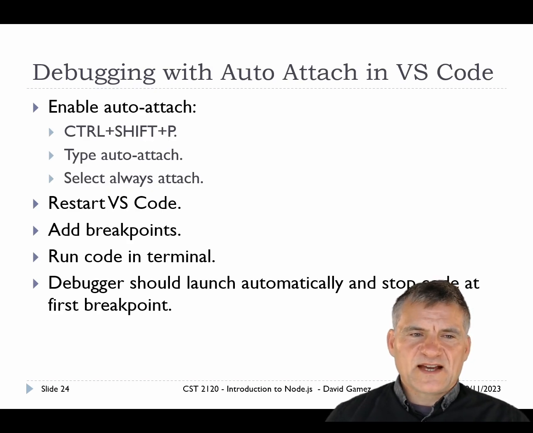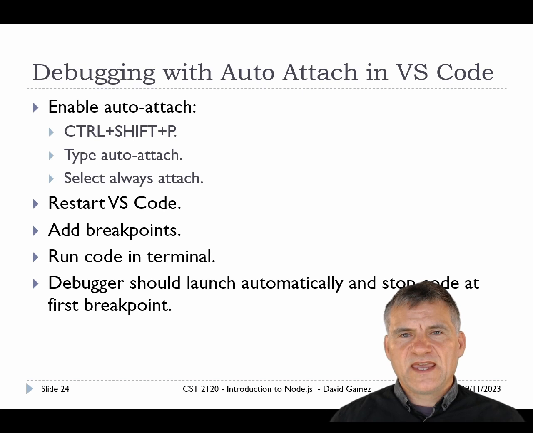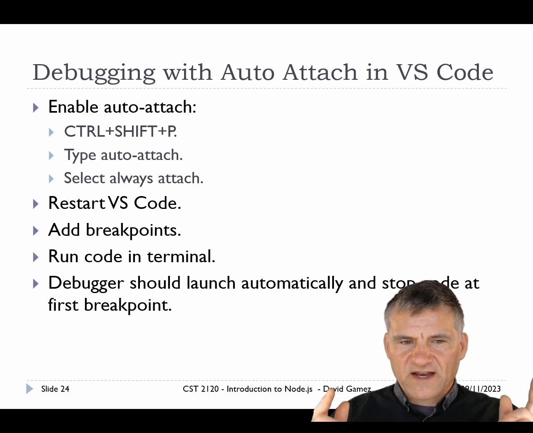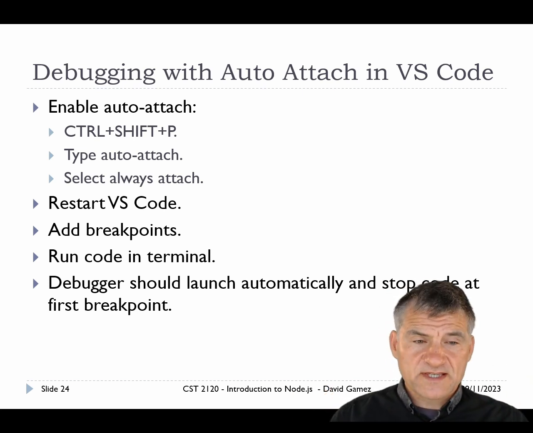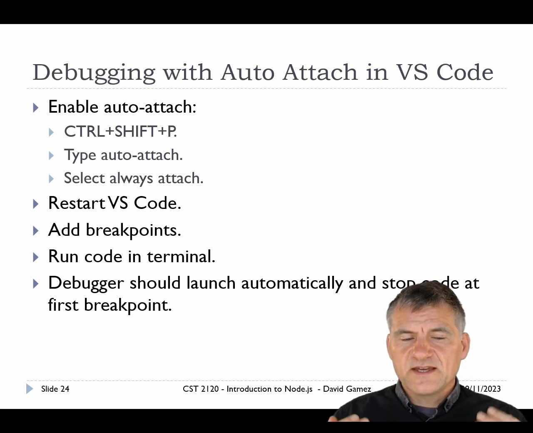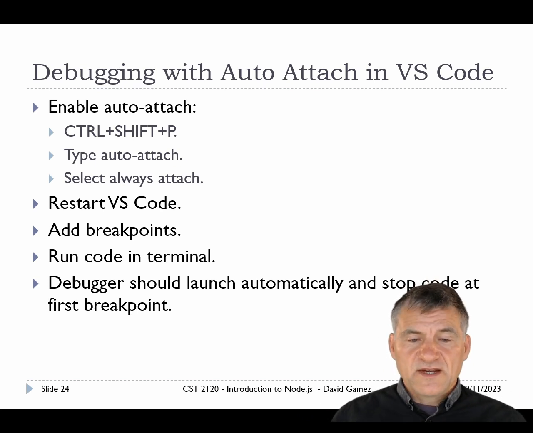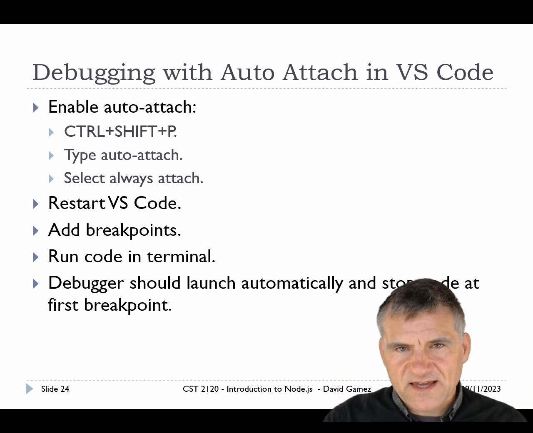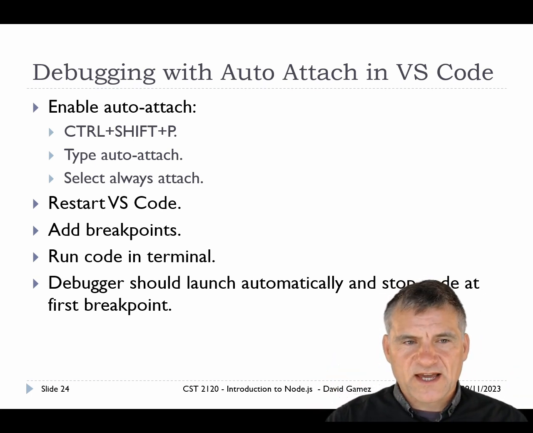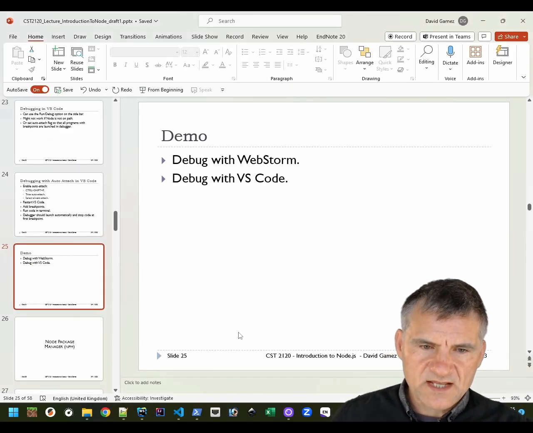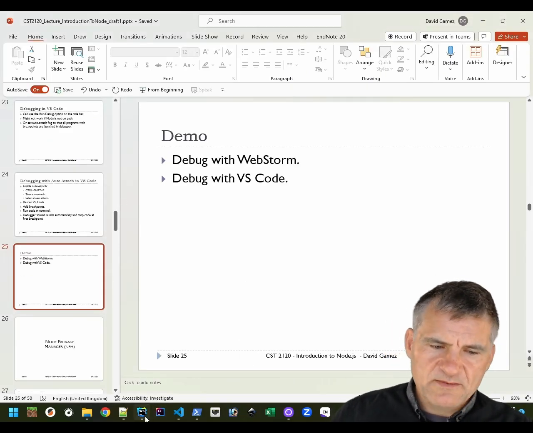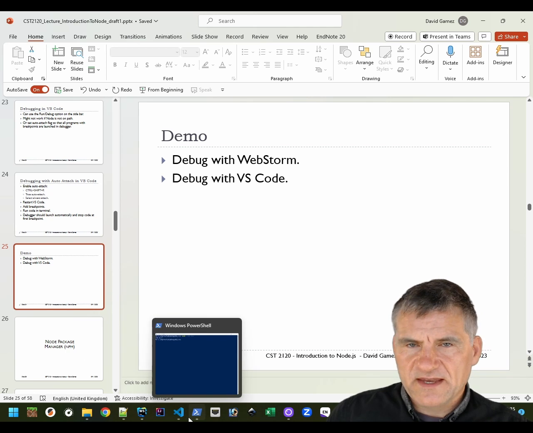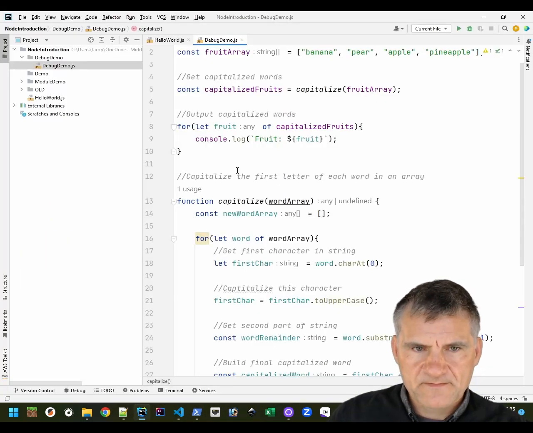It's a bit fiddly to set up. You have to press Control-Shift-P, which opens up the options. You find the auto attach option, set it to attach, restart VS Code, add the breakpoints, run the code in the terminal, and then it should launch automatically. You can look at this list later by pausing the video, but I'll show you how to do it now anyway. I'm going to start with WebStorm, and then I'll show you how to do a similar thing with VS Code.